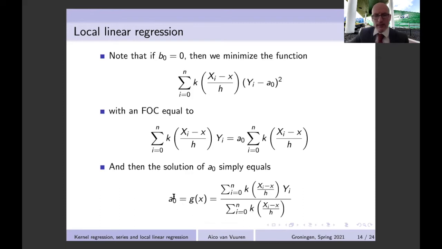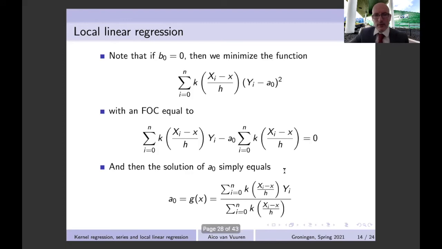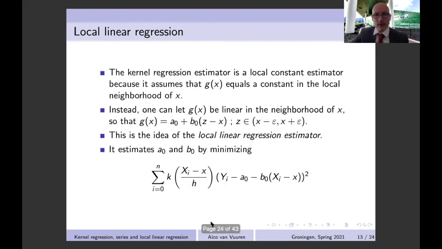So the estimator for A0 is going to be this thing we have here on the right hand side. Well, this should be looking very familiar to you because that is exactly the kernel regression estimator. So that means nothing else than that you could say that local linear regression is more general than kernel regression estimation. Or the other way around, you could say that kernel regression estimation is a special case of local linear regression in the sense that we set the B0 that we had on the previous slide, this B0 that we have over here, equal to 0.